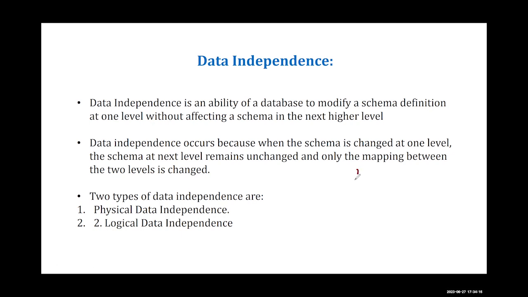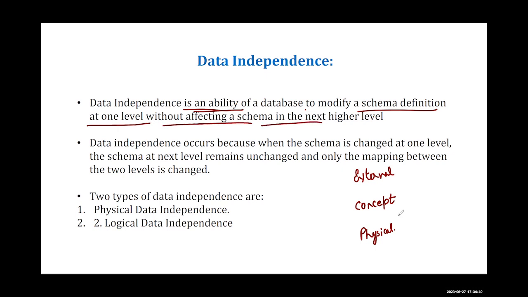So I have the external schema, then I have the conceptual schema, which we have seen already, then I have the physical level, isn't it? So now when I say data independence is an ability of the database to modify a schema definition at one level without affecting the schema definition at the next higher level, it means if I am making any changes to the physical schema, the next higher level, these people should not get to know about it at all. Nothing should change for them.